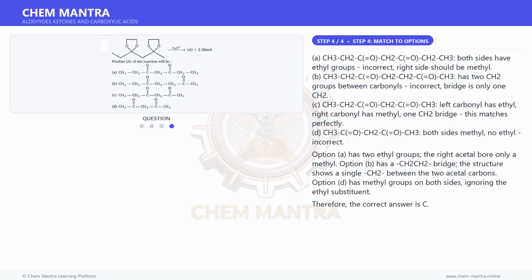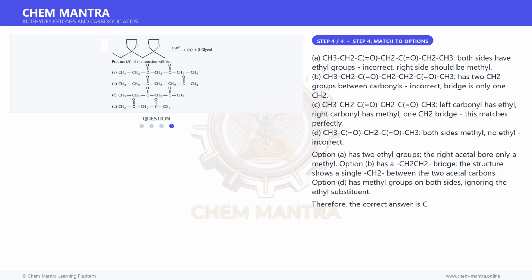C, CH3CH2C=O, CH2C=O, CH3. Left carbonyl has ethyl, right carbonyl has methyl, one CH2 bridge. This matches perfectly. D, CH3C=O, CH2C=O, CH3. Both sides methyl, no ethyl.